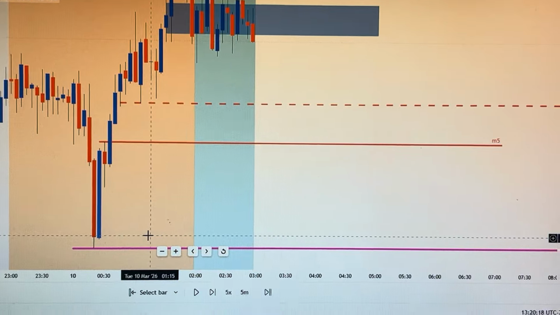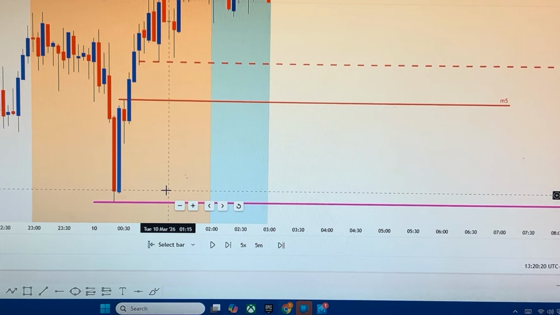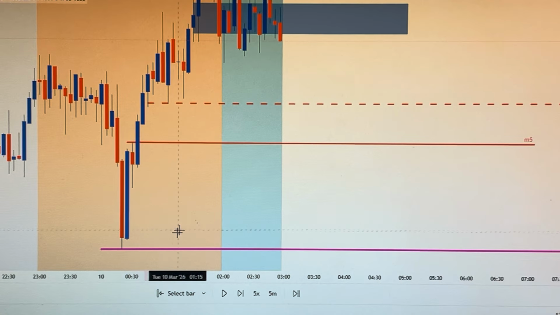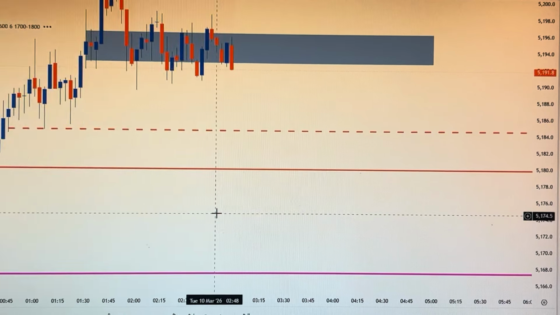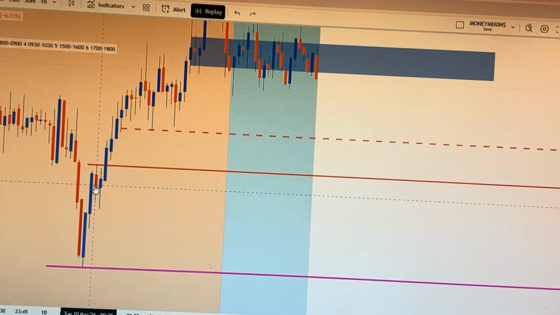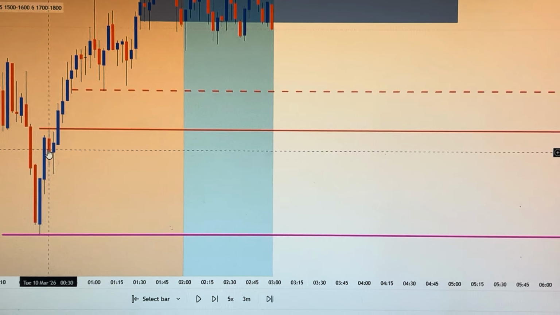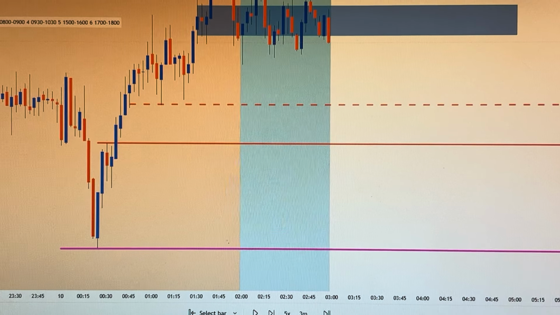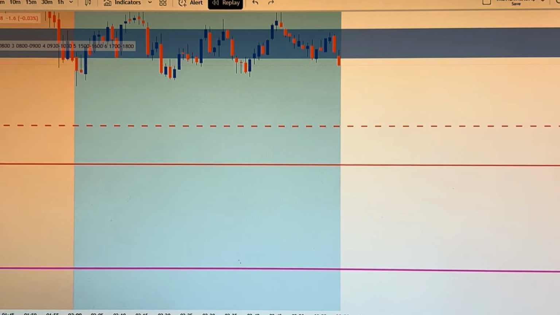M5 demand. All right, then I come here, 3-minute, same thing. I have this zone of demand on the way to the target of the day. And we're gonna come to the M1 and continue to do the same thing.